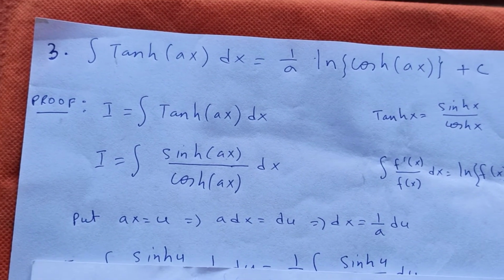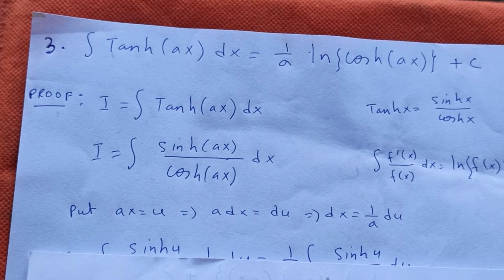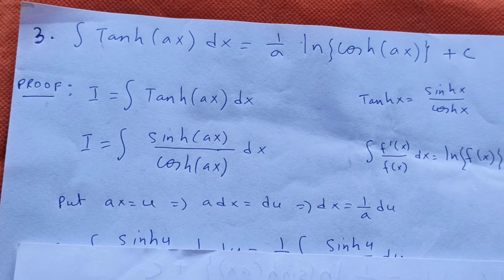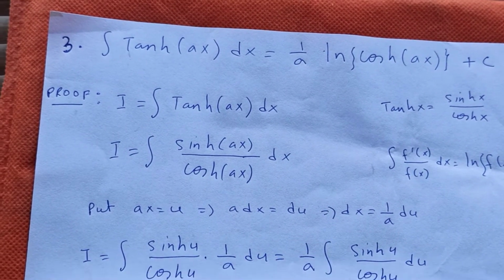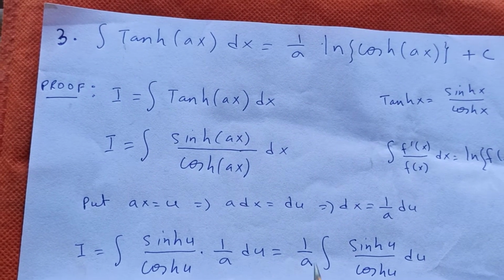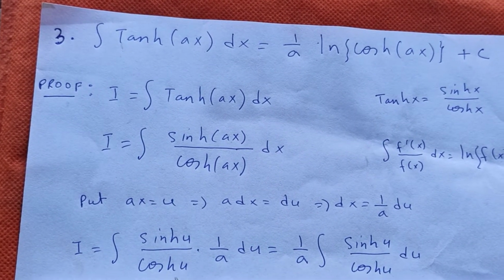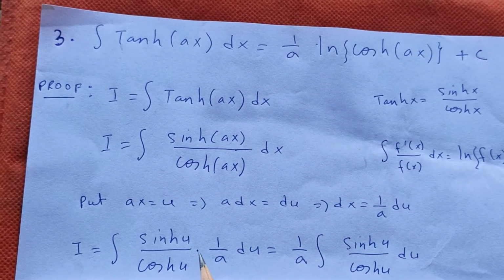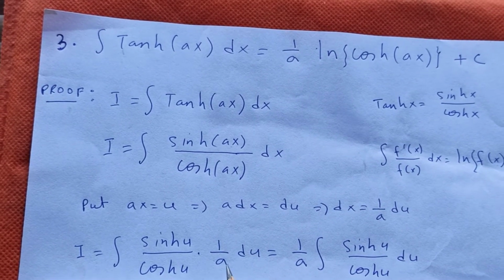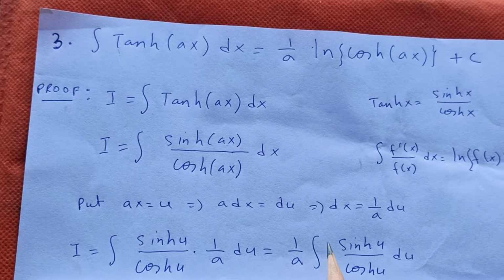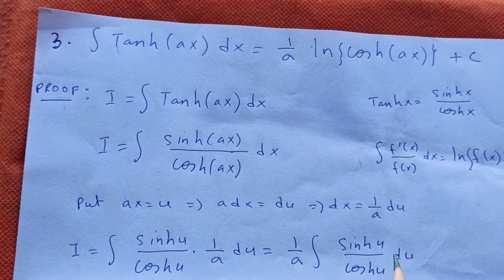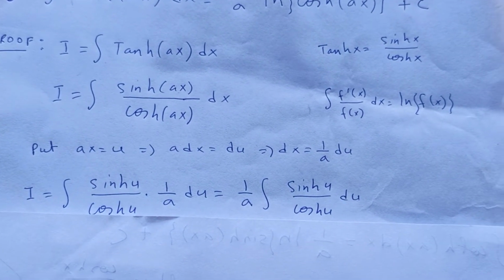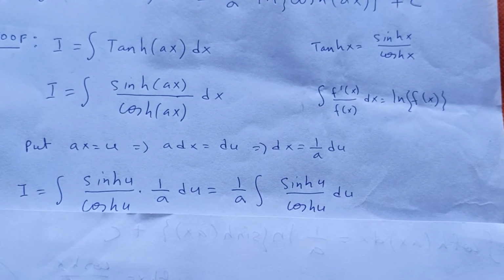Now let me put ax to be u. If you differentiate, a dx equals du, so dx is going to be 1 upon a du, right? Now I is going to be sine hyperbolic of u upon cos hyperbolic of u, and in place of dx, 1 upon a du. 1 over a is nothing but just a constant, so coming out, and the integration of sine hyperbolic of u upon cos hyperbolic of u du. And you will see the derivative of the hyperbolic function that I proved.